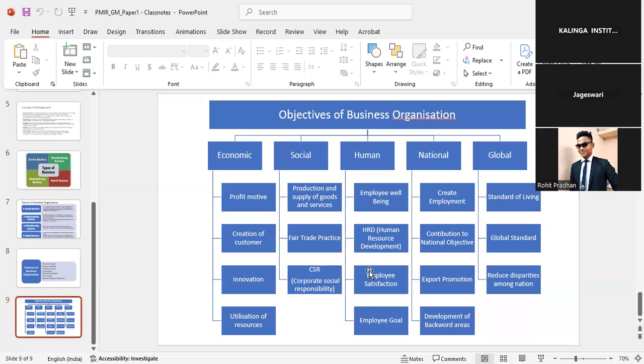Next class we'll continue the same topic. We'll understand more on the roles and responsibility of a business holder.